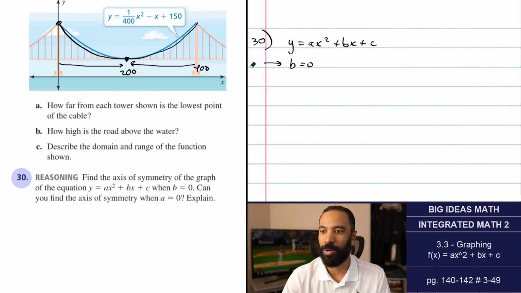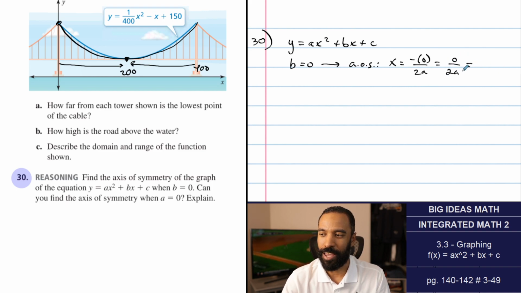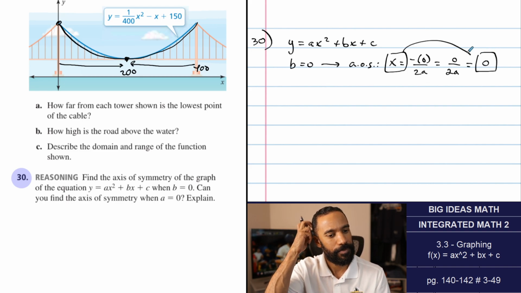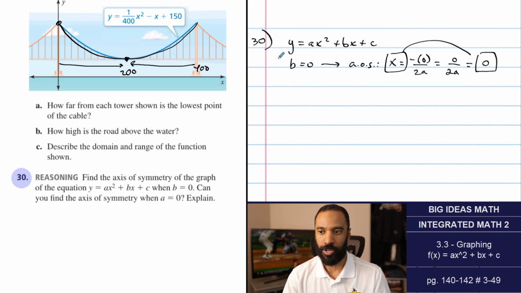That being said, when b equals 0, we're going to have a vertex x value, axis of symmetry is how we want to say it. We have an axis of symmetry of x equals negative 0 over 2a. Negative 0 is 0, and 0 divided by any non-zero number, because a is not 0 here, is 0. The axis of symmetry is x equals 0. Can you find the axis of symmetry when a equals 0? Explain.